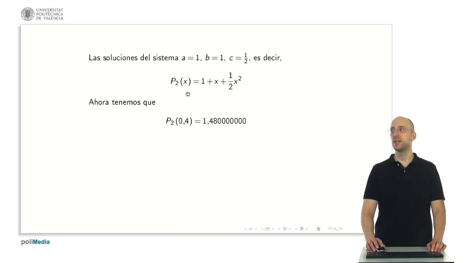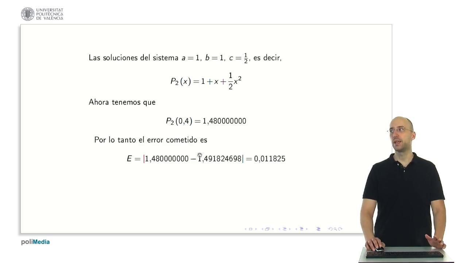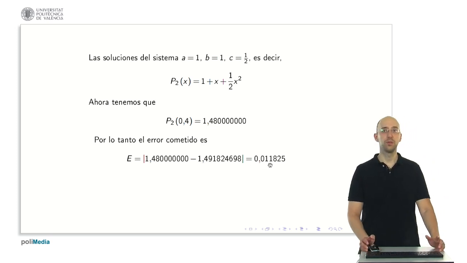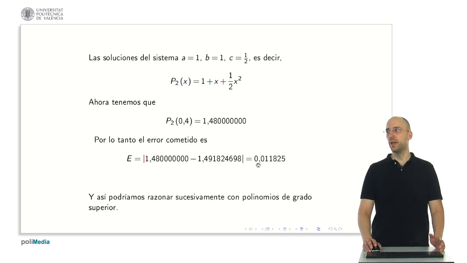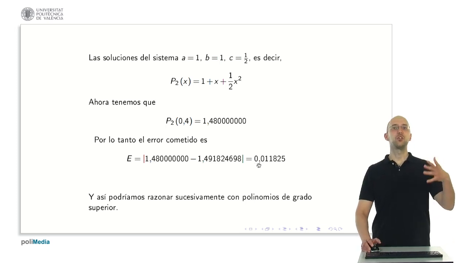If I replace the x in this polynomial with 0.4, I get 1.48. A little better, because the value we had before was 1.4. What is the error now? It's 0.011. We've reduced it somewhat, which is quite a considerable improvement. Can we continue this process? Well, yes. Instead of taking a polynomial of degree 2, we can take a polynomial of degree 3.